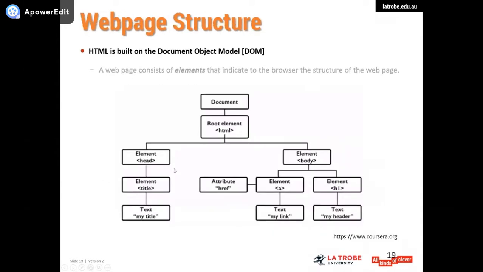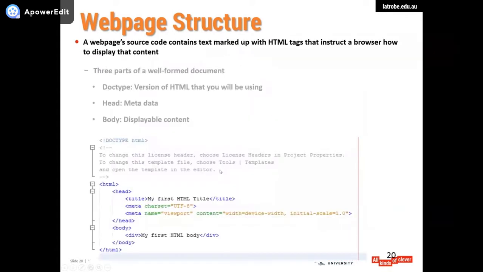HTML is built on the document object model. So this figure shows you the structure of the web page. So important. This just gives you some fundamental knowledge about this architecture. So you can quickly go through that. You can quickly go through that as well. And this is also an important part.